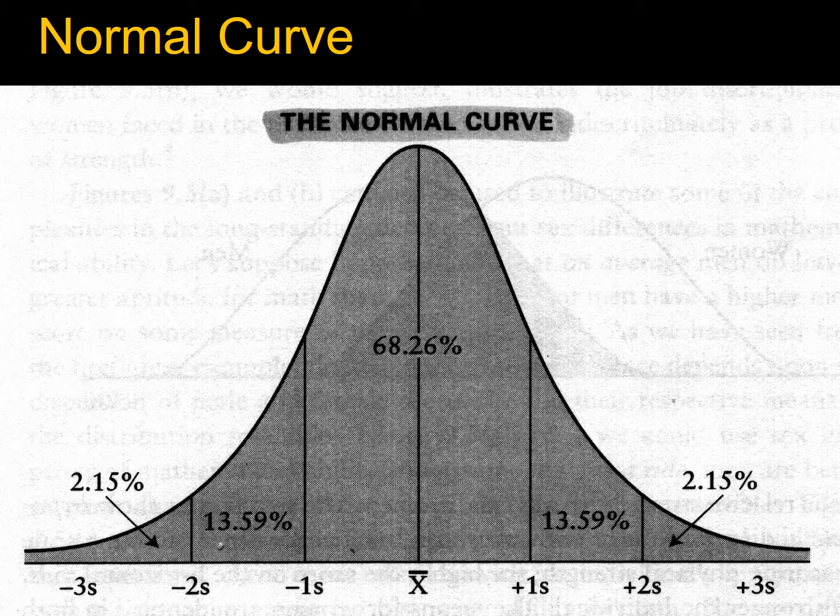68% of respondents will be within one standard deviation of the mean. 95% of respondents or cases will be within two standard deviations, above and below the mean. Here, 95% minus 68% divided by 2 leaves us the 13.59% on the left and right side between the first and the second standard deviations. 99% of cases lie within 3 standard deviations above and below the mean. So here, 99% minus 95% divided by 2 leaves us 2.15%.